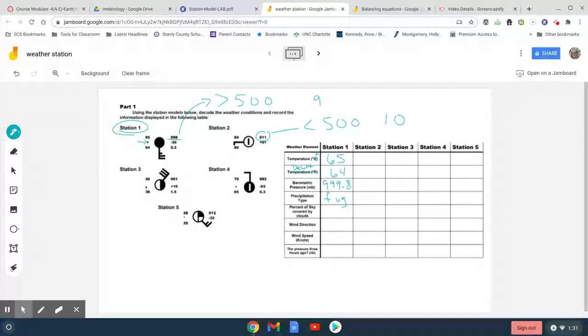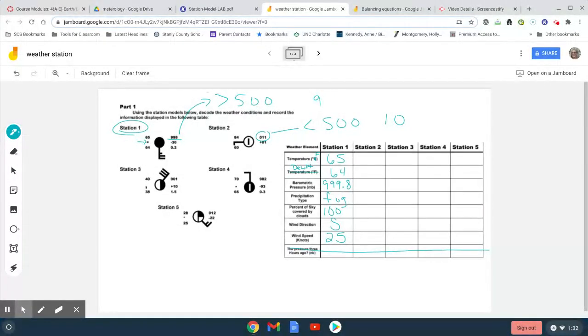Percent cloud cover is totally colored in, so it's 100%. Wind direction, which direction is the little stem pointing? It's pointing to the south. This is an S. The long feathers are worth 10. The short is 5. So 2 long and 1 short, that is 25. And then we're not worrying about the bottom one here.